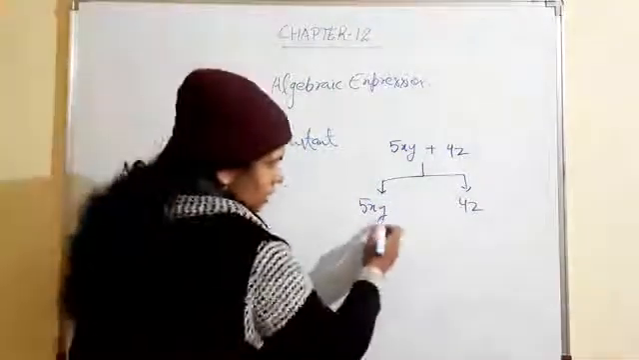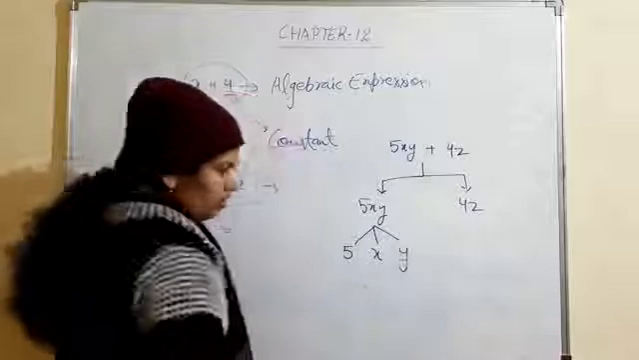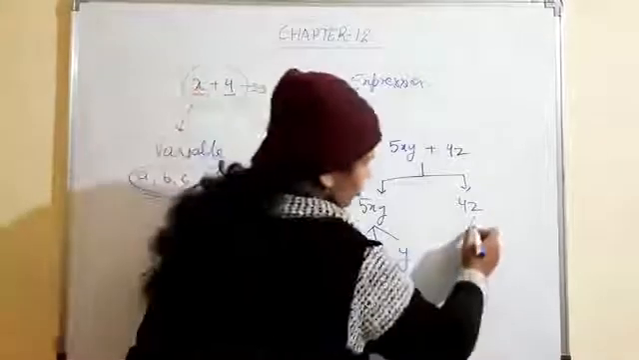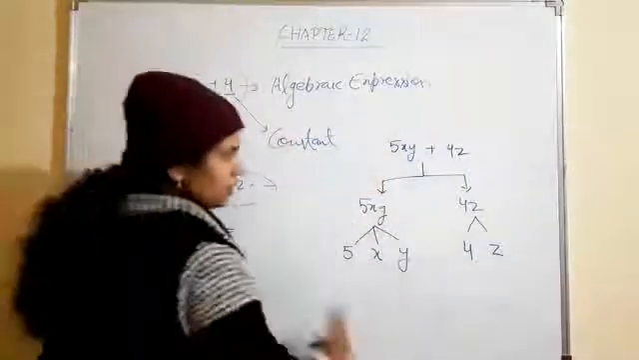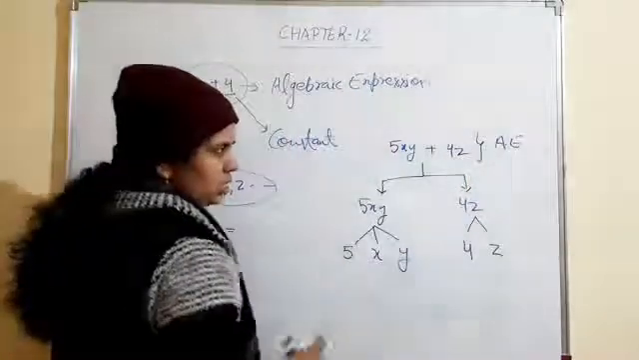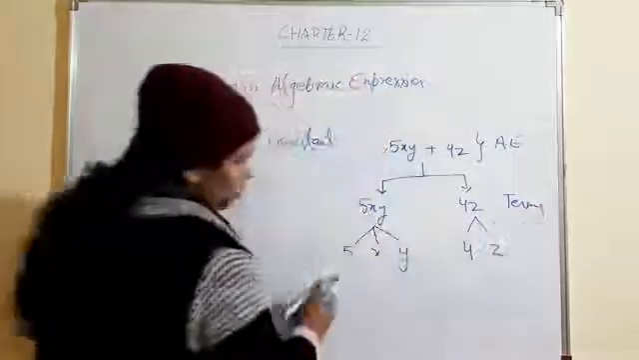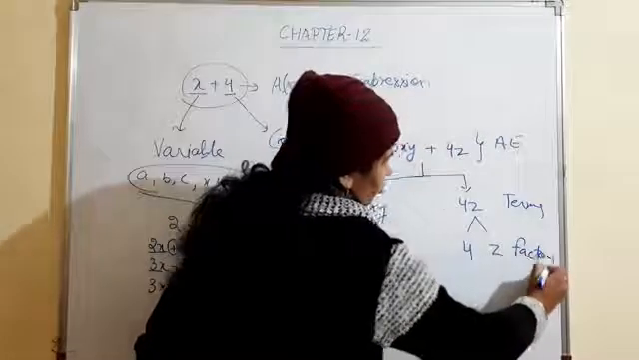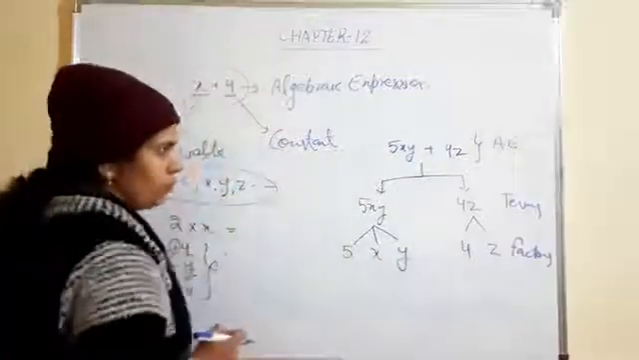Now further I am splitting this term. So we have 5, x and y, because the product of 5, x and y will give us 5xy. And here we have 2 factors, 4 and z. So this is called a factor tree. What I took first is the algebraic expression. In the second step, 5xy and 4z both are the terms. And here the factors are 5, x, y and 4, z. This way we can find the factors of the given algebraic expression.